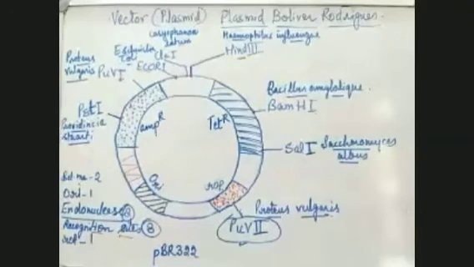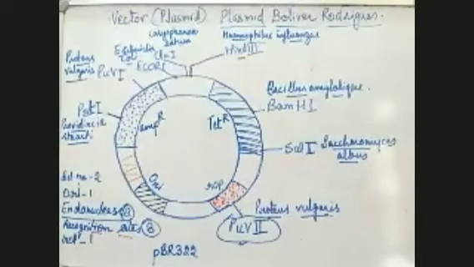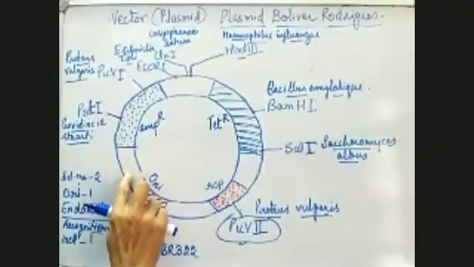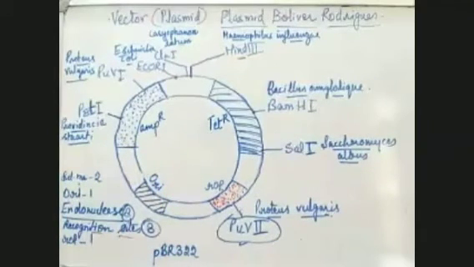Now, PBR322. Before, see, basically, this is a vector. Why is the vector used? A vector is used to carry our desired gene, our gene of interest, into the host. We need something to carry our desired gene from the organism from where we have taken it out, into the host where it increases in number, and then we get a lot of it.